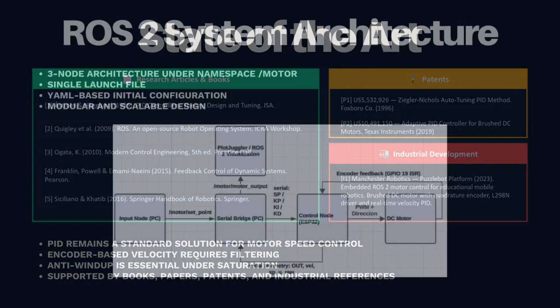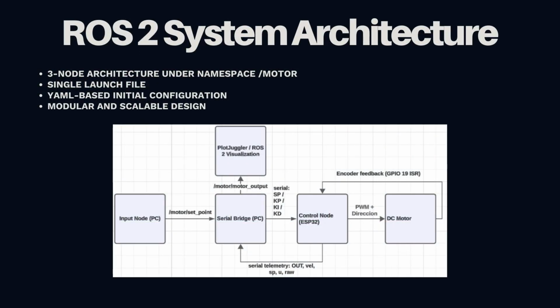engineering practice. The system is organized as a 3-node ROS2 architecture under the namespace motor. The input node runs on the computer and generates the reference signal. The serial bridge also runs on the computer and connects ROS2 to the ESP32 through serial communication. The control node runs on the ESP32, where the real-time control loop is executed. This structure makes the system modular, scalable, and easy to launch from a single launch file with YAML-based initial parameters.